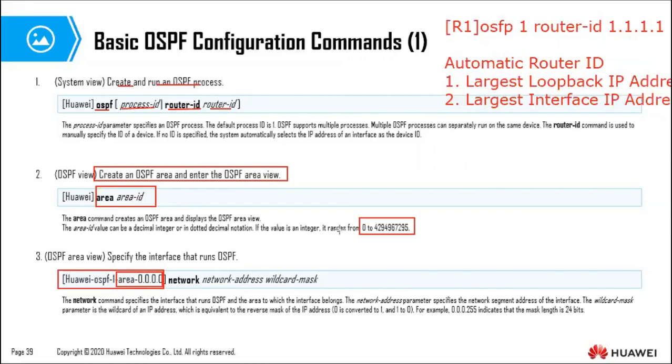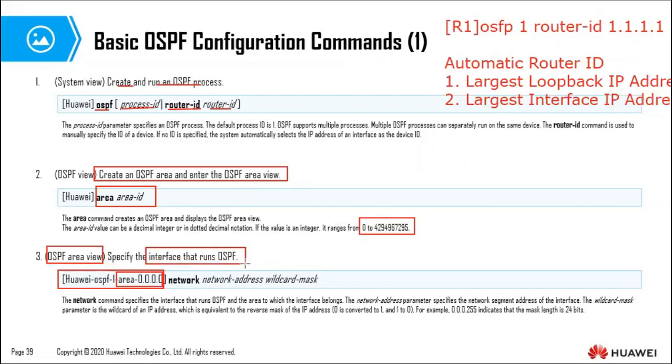With the OSPF area, you can give it an integer or you can give it a dotted decimal number. I think there are those two options. Please read about that when you find time. Then after that, step number 3 here is on OSPF area view, we can now advertise the interfaces.